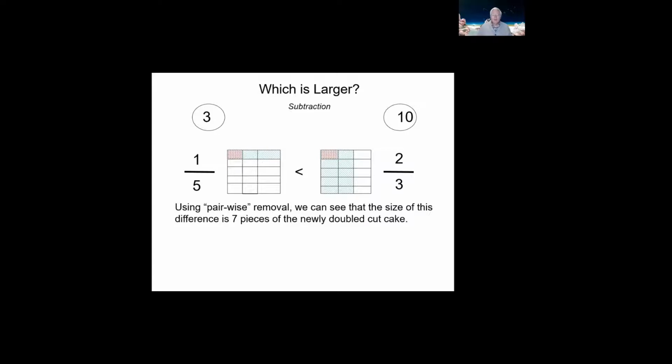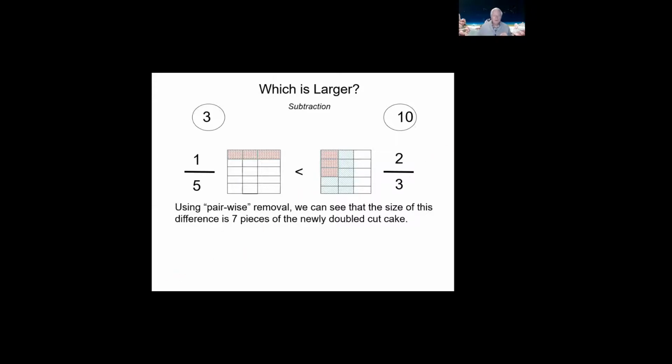I'm going to remove 1 piece from each side, 2 pieces from each side, 3 pieces from each side. We're done. Now all we have to do is figure out what it means. First of all, how many pieces do we have left? Well, we have 1, 2, 3, 4, 5, 6, 7. And how many pieces were there in the whole cake? Well, it's 3 in one direction by 5 in the other, which is 15. So of those 15 little pieces, we have 7 that are left after we've performed subtraction.